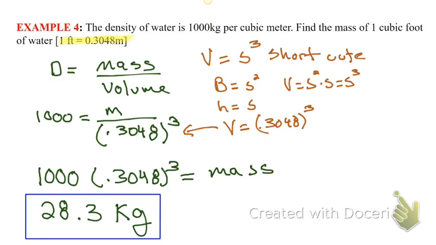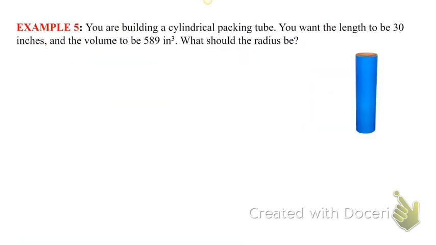And I used the density formula, so that's how dense it is. And density is a weight, and that's why it's kilograms. All right.